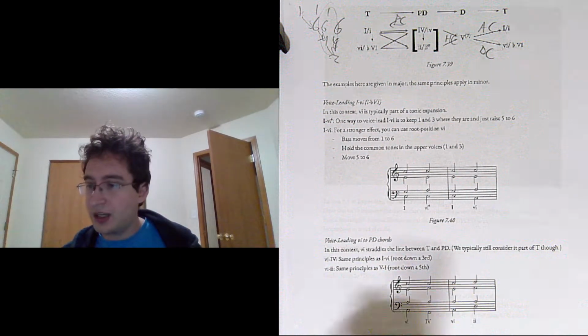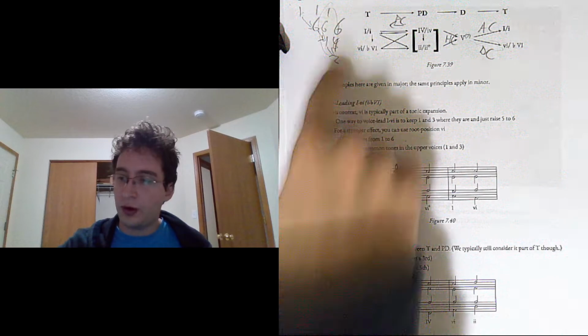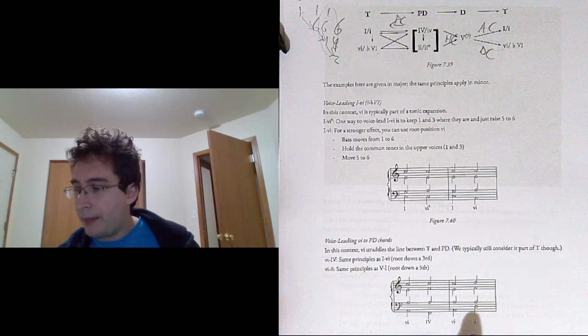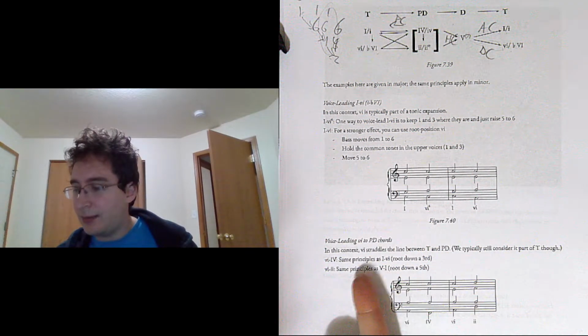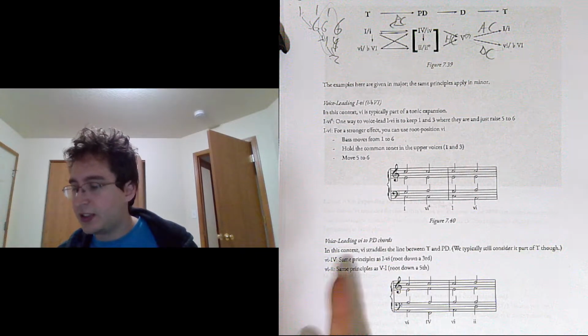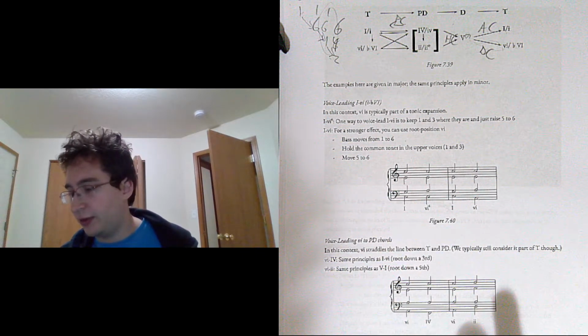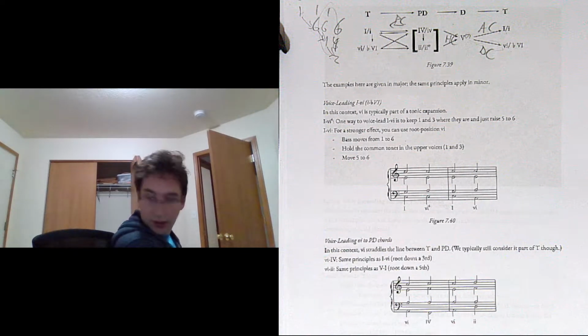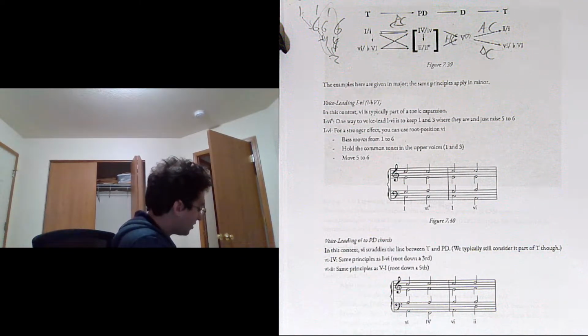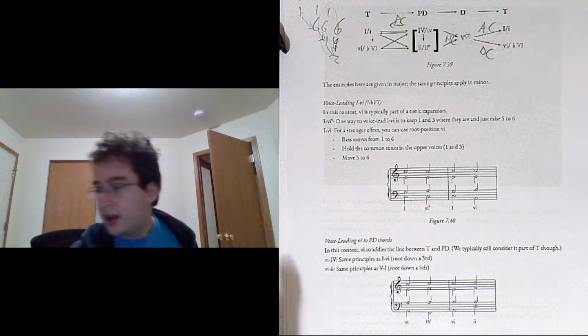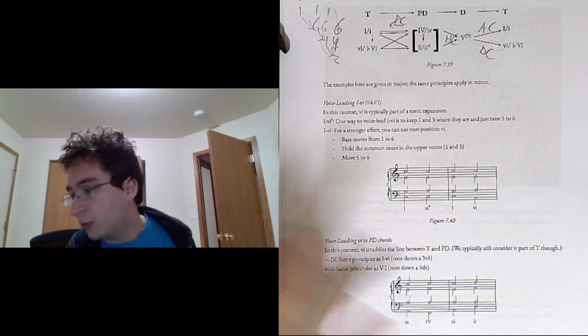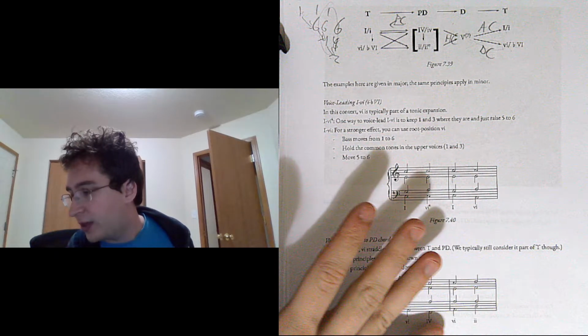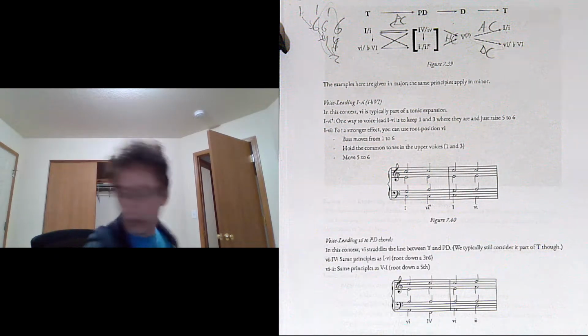Voice leading to other predominant chords from 6 to 4, from 6 to 2. The same principles. 6 to 4 is the same as 1 to 6 because the root's moving down a third. So keep your 2 common tones. 6 to 2 is the same principles as 5 to 1 since the root is moving down a fifth. So keep your 1 common tone.